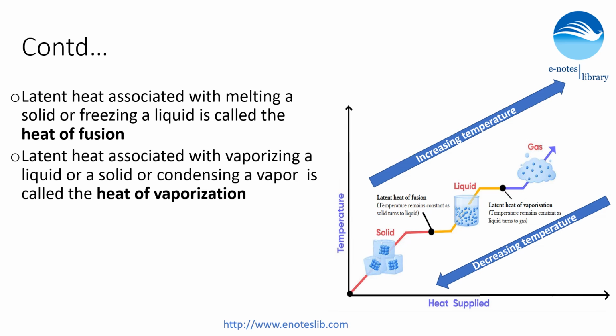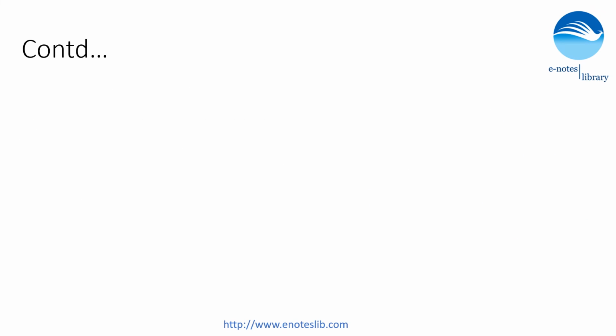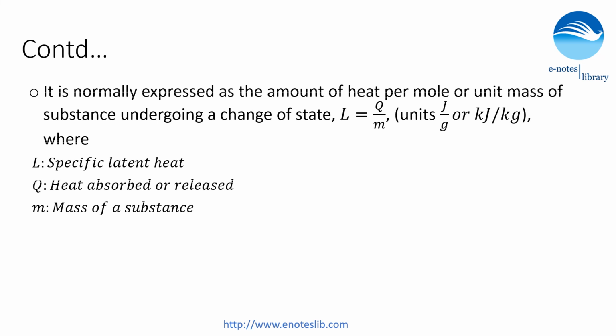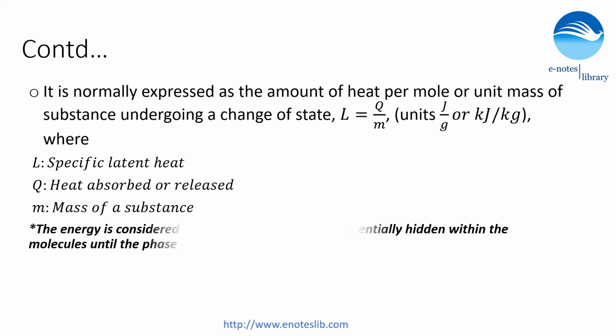Now come to the formula of latent heat. It is normally expressed as the amount of heat, represented by Q, per mole or unit mass of the substance which is undergoing a change of state. Now L is equal to Q by M, where L is our specific latent heat. Why do we say specific latent heat? Because it is per unit mass of substance. Q is heat absorbed or released, as we have discussed. M is the mass of the given substance.